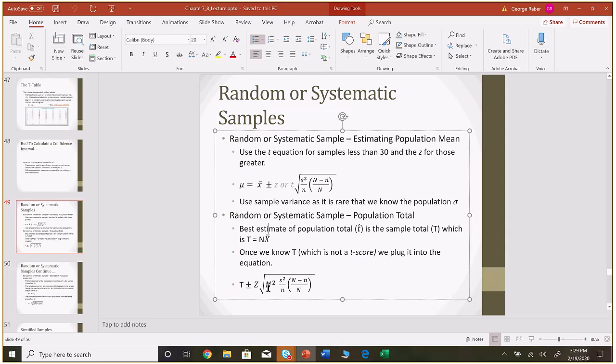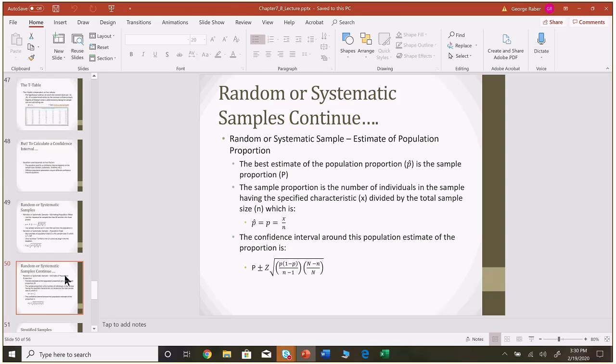So what we're saying is the total number of voters squared, multiplied by the sample standard deviation squared divided by the number in our sample. So if we only sampled 10 people, we divide by that, and then multiply it by this ratio. So that would be something like millions of people, hundreds of millions of people, right? Or the number of voters. Okay.